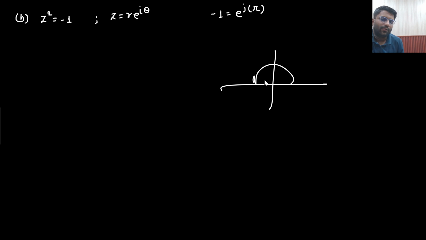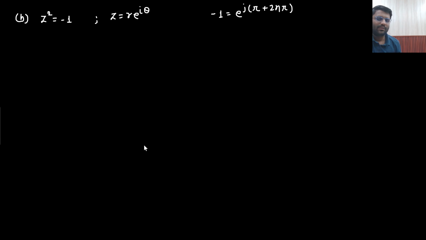Again, z equals r e to the power iota theta, that I will assume. What is minus 1? Minus 1 is nothing but e to the power iota pi. Say yes or no? This is your minus 1, making an angle of pi with the positive x-axis. This is your minus 1. But I know one thing, that it will be periodic with 2 pi.